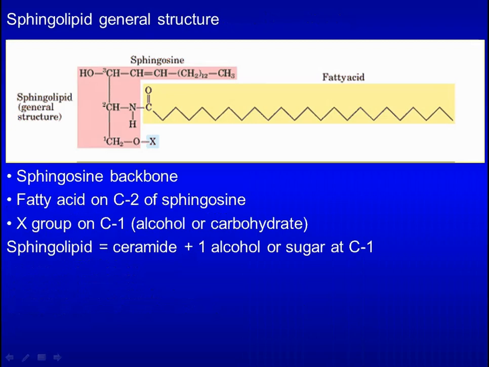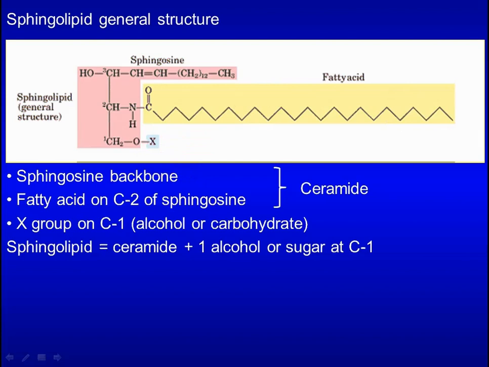Here is a general structure of sphingolipid. The portion shaded in pink is sphingosine. All sphingolipids use sphingosine as the backbone. A fatty acid is added to sphingosine at position C2. These together make up a ceramide. Addition of an alcohol or carbohydrate at position C1 gives rise to a sphingolipid.